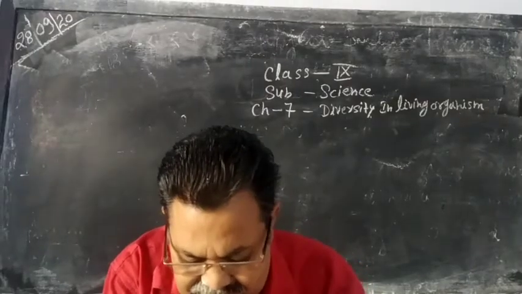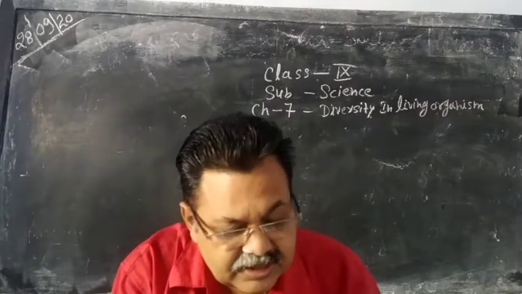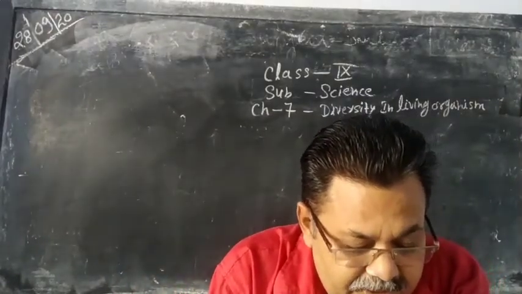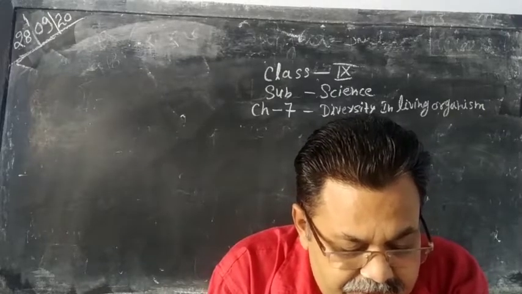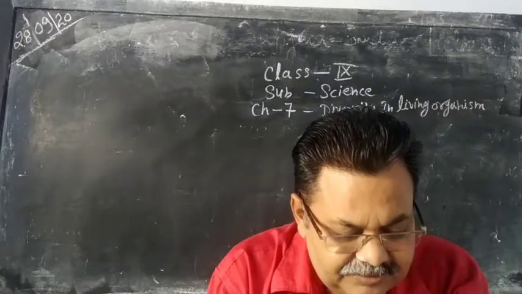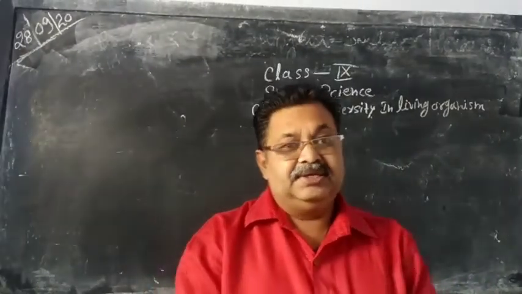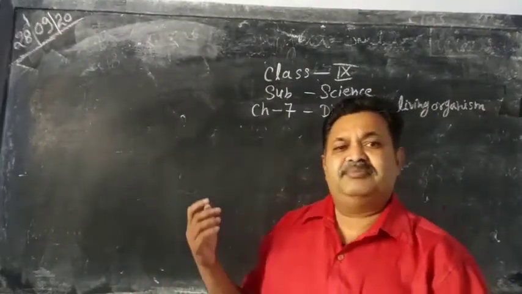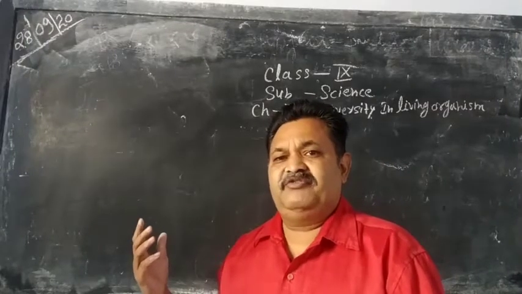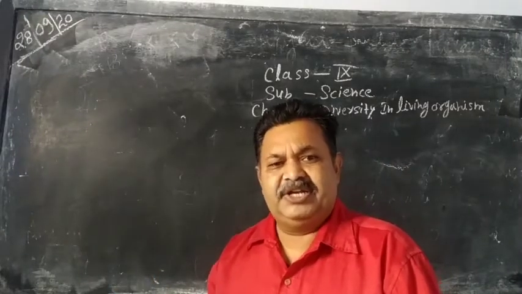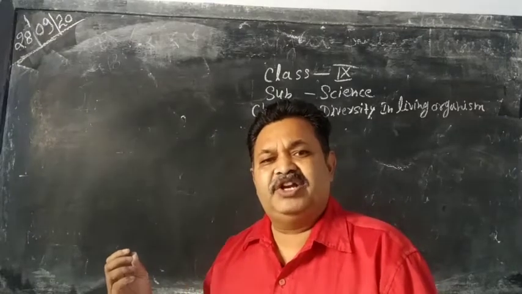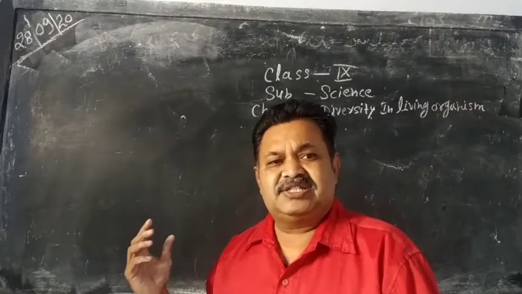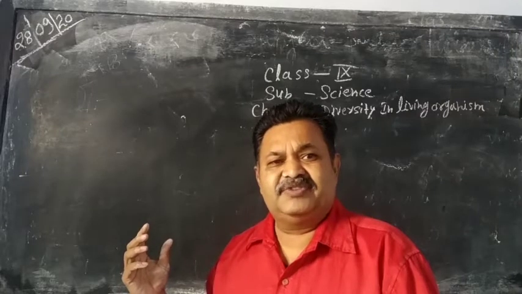Now another basis of classification of organisms is the skeletal system. Animals are classified on the basis of the vertebral column. Animals which have a vertebral column are known as vertebrates, and organisms which do not have a vertebral column are known as invertebrates. So these are some bases of classification.